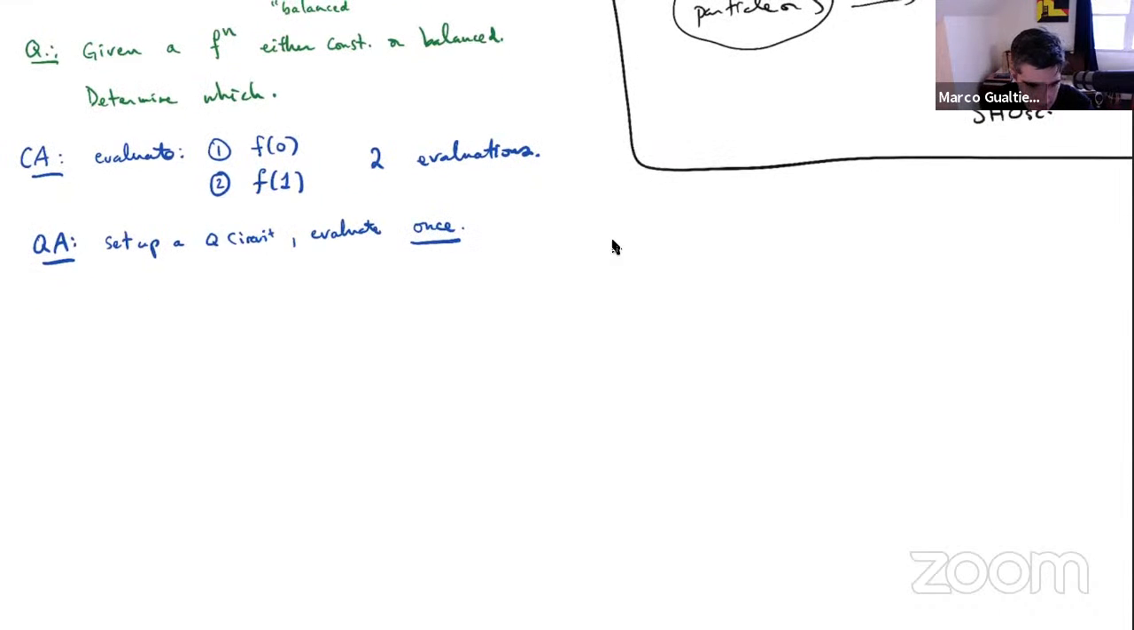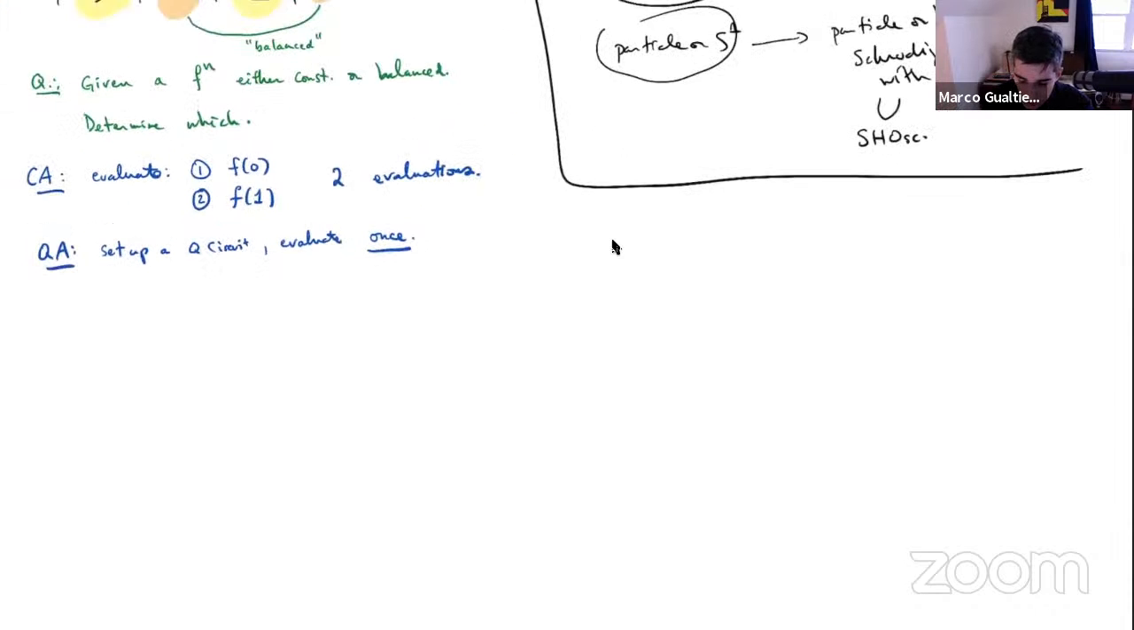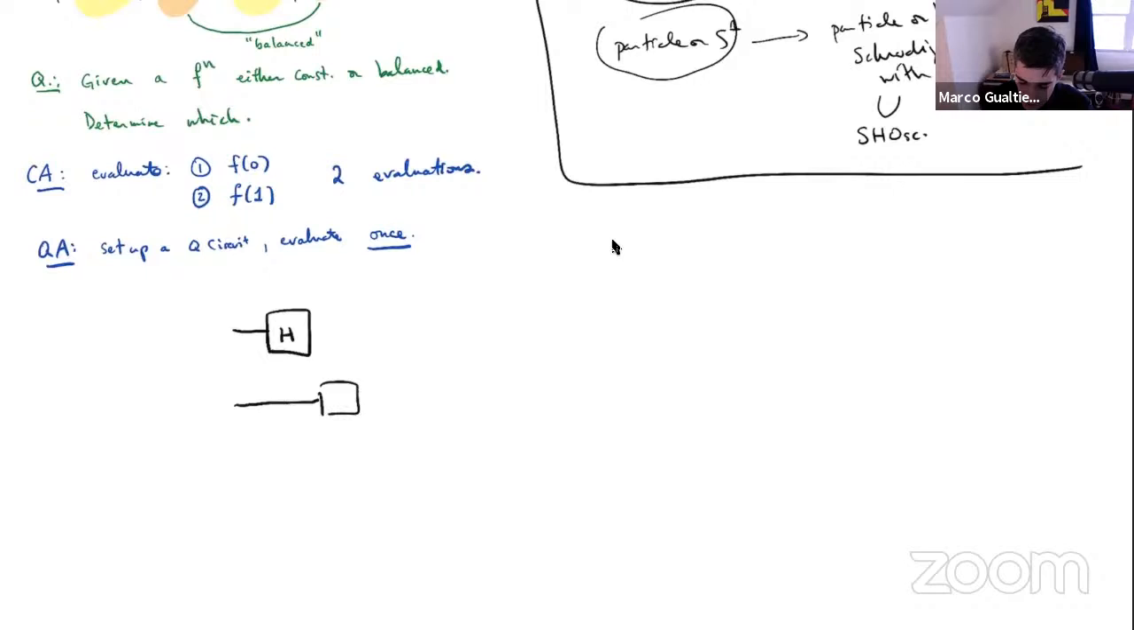Okay, so let's take a look at the circuit. The circuit involves this Hadamard. It's a two qubit circuit, and it uses the function. It encodes the function in a unitary operator like this. So it's a controlled application of a unitary operator after the application of this H.